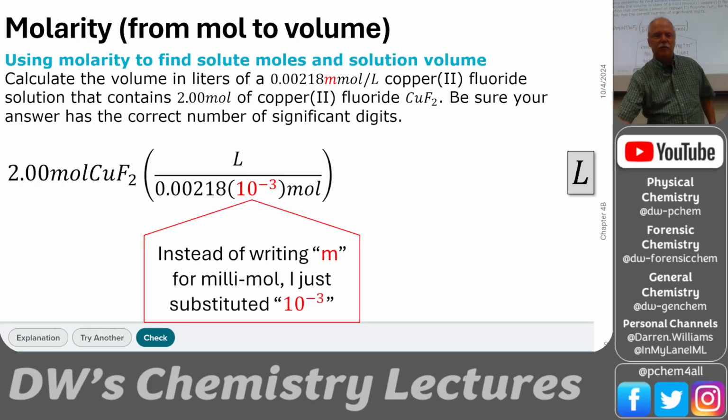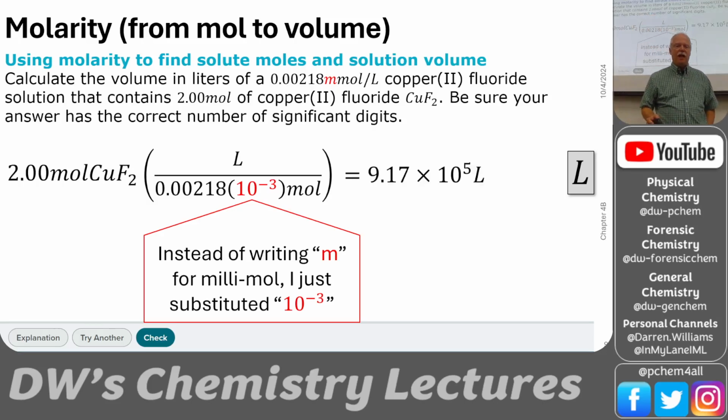So this works. Instead of writing M, I just put in 10 to the minus 3, and that cancels that milli. I could also put 1,000 millimoles per mole, and do it that way. This way works. This is a little shorter, and so what I would then do is 2 divided by 0.00218 times 10 to the minus 3, and then that's what I would get. Okay. So that's how many liters.